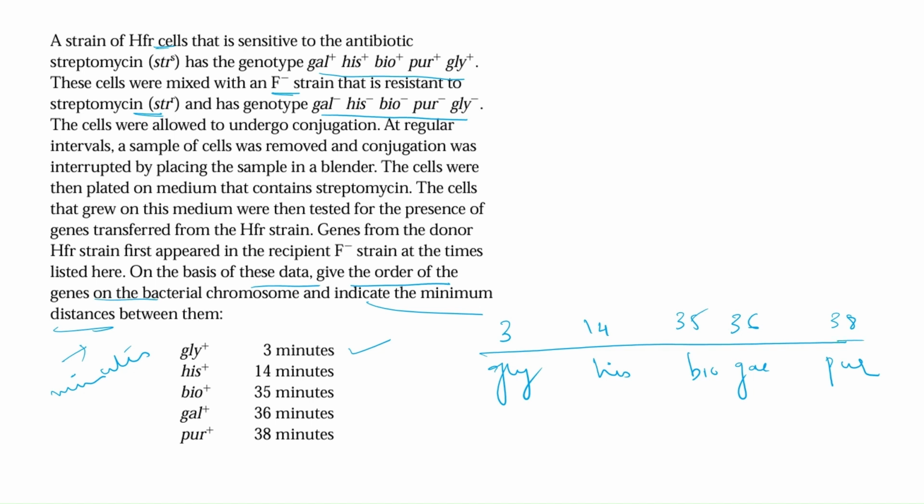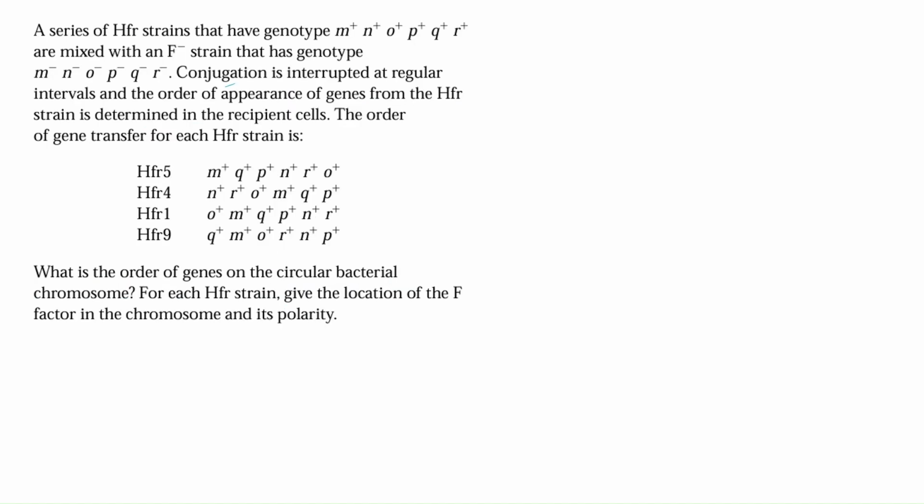Now what is the distance between these genes? 11 minutes, 21 minutes, 1 minute, 2 minutes. So this is the order of the genes and this is the distance between the genes. Now with the help of this information, we have to decide the order of the genes and also the location of the F factor. Now one point to note here.